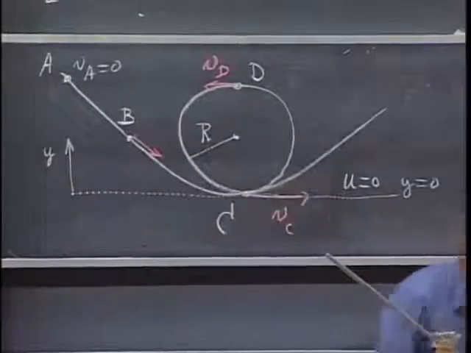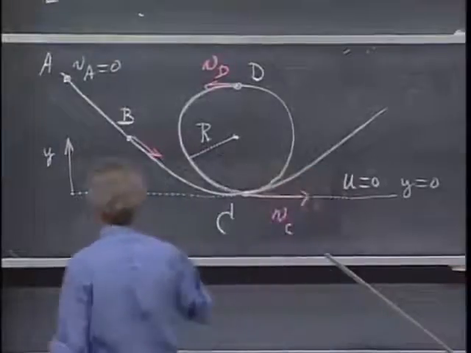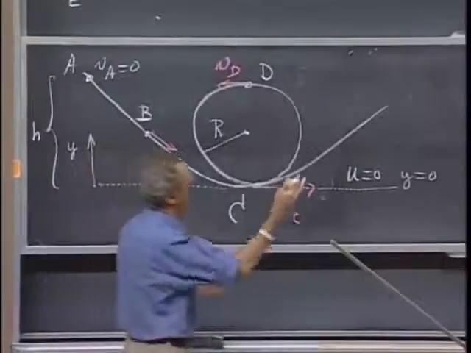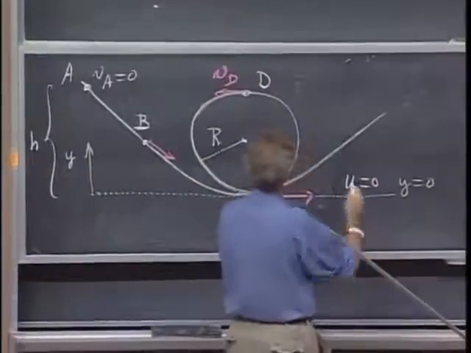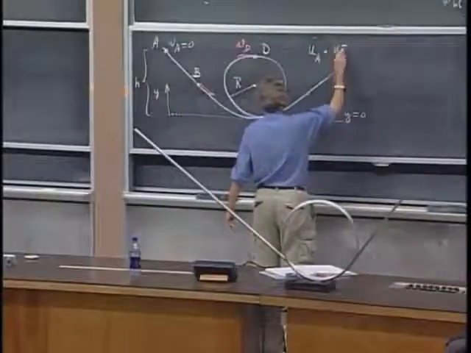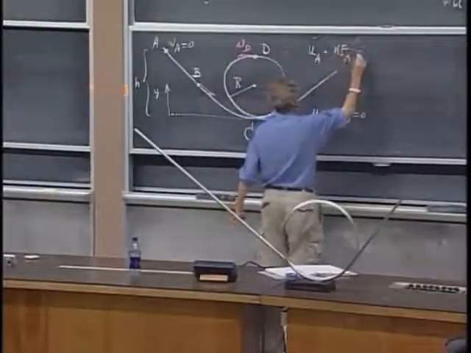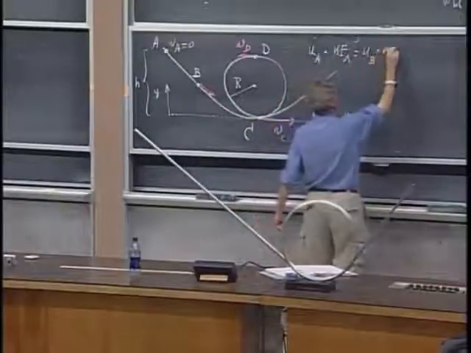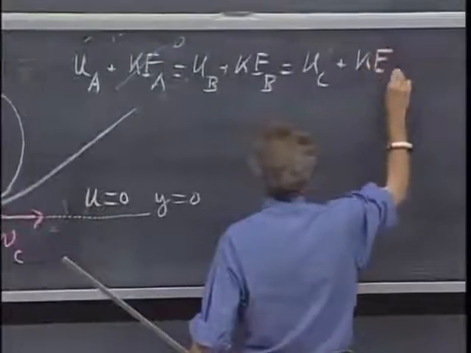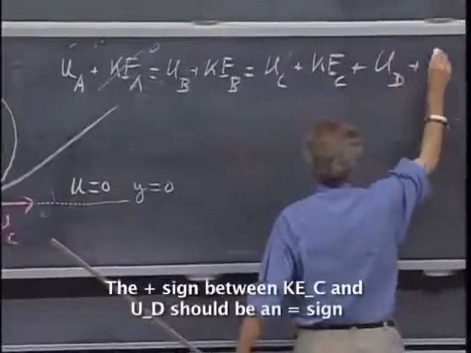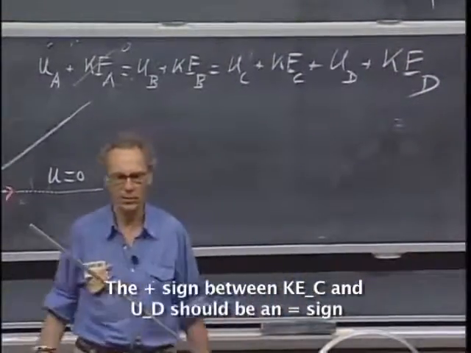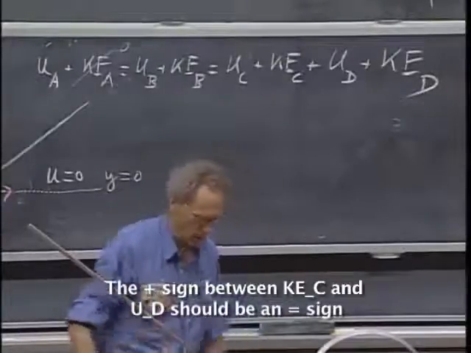Okay, I start off, point A is at a distance h above this level. And so I apply now the conservation of mechanical energy. So I know that U at A plus the kinetic energy at A, which is 0, must be U at B plus kinetic energy at B, must be U at C plus kinetic energy at C, must be U at D plus kinetic energy at D, if there is no friction, if there are no other forces, only gravity. So we lose no energy in terms of friction.